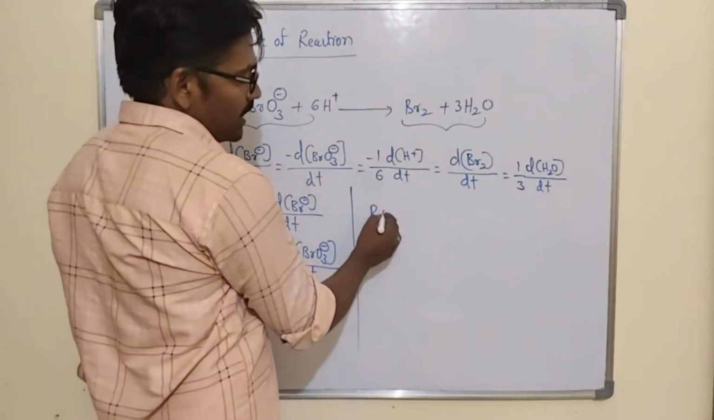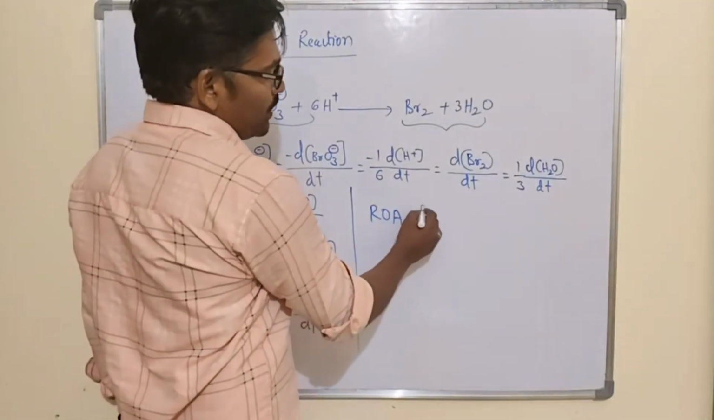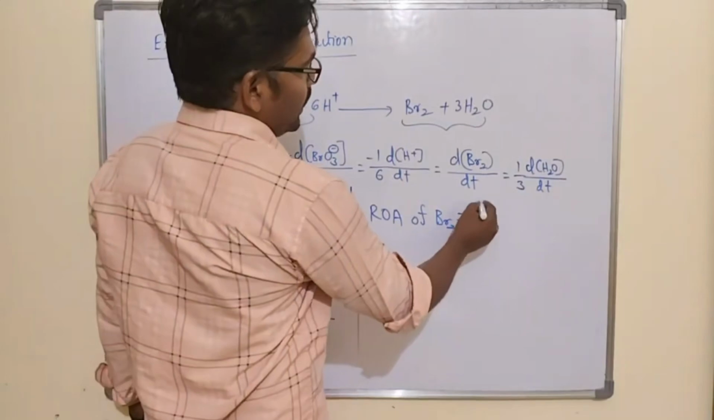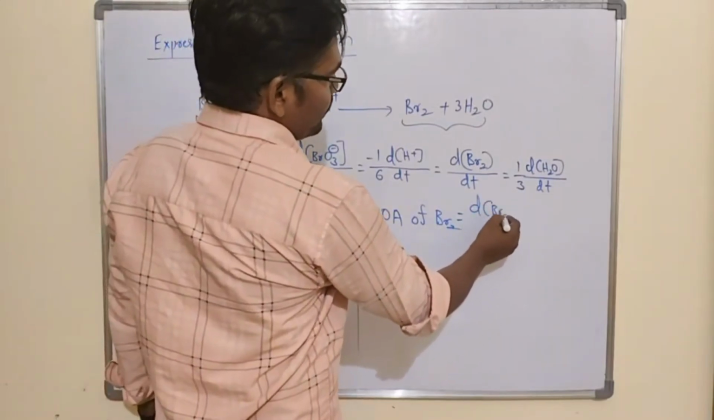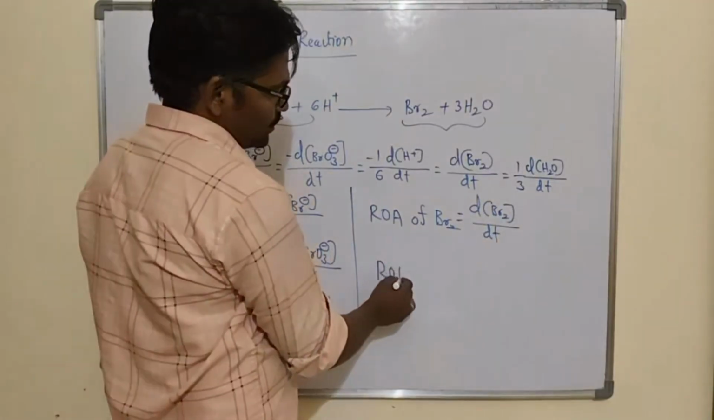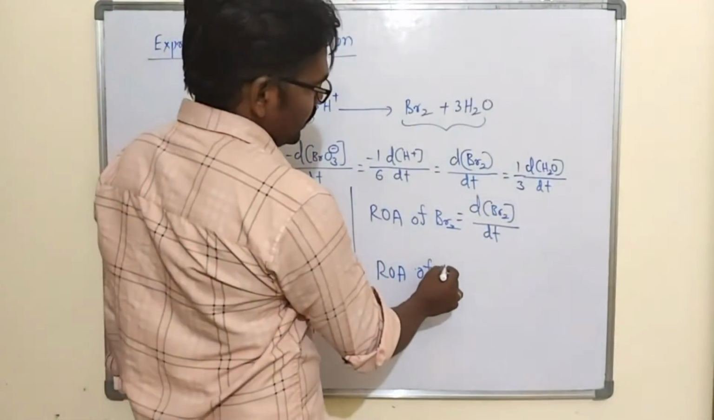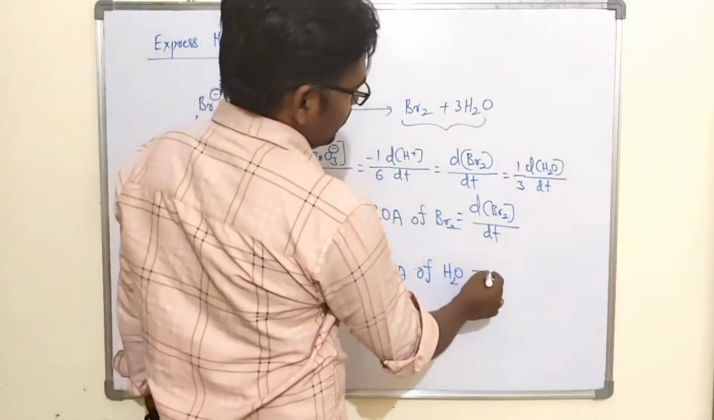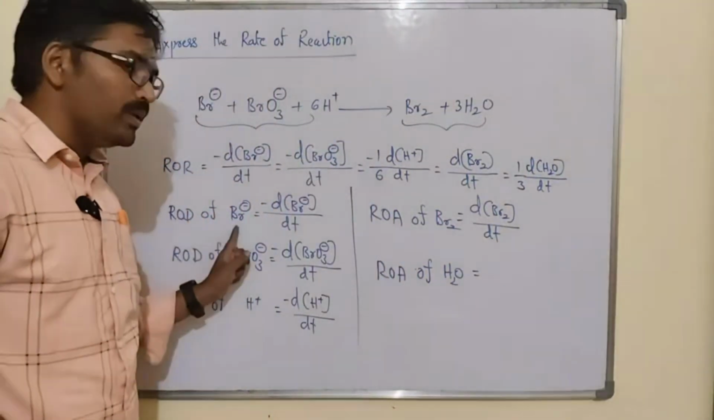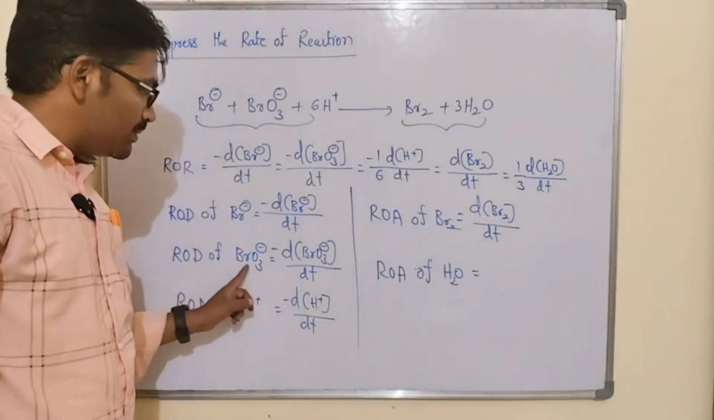Then the rate of appearance of Br2, if you want to take Br2, how can you take it? d[Br2] divided by dt. Then the rate of appearance of H2O, in case you want to take it, look at the rate of disappearance of Br minus, and BrO3 minus.